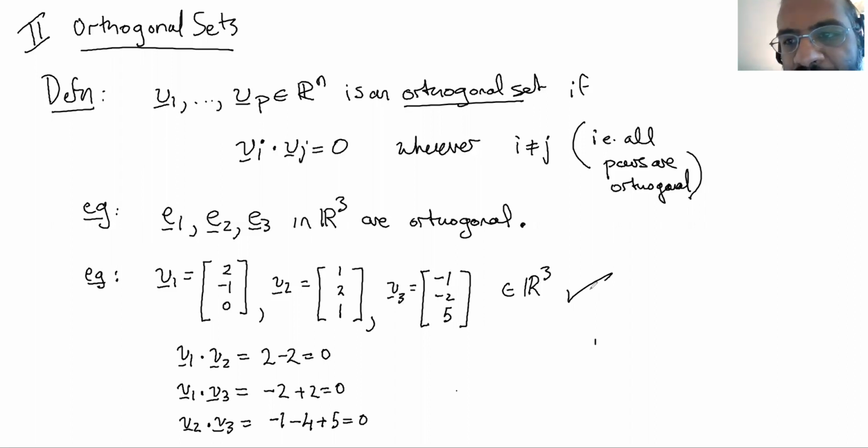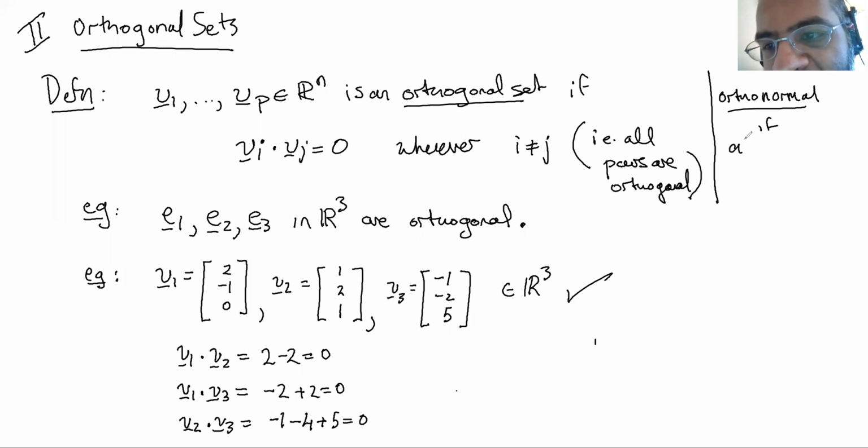So there's one more piece of terminology which comes up. Orthogonal set means the dot products are 0. It's an orthonormal set if additionally, so if it's orthogonal, all the norms are 1.